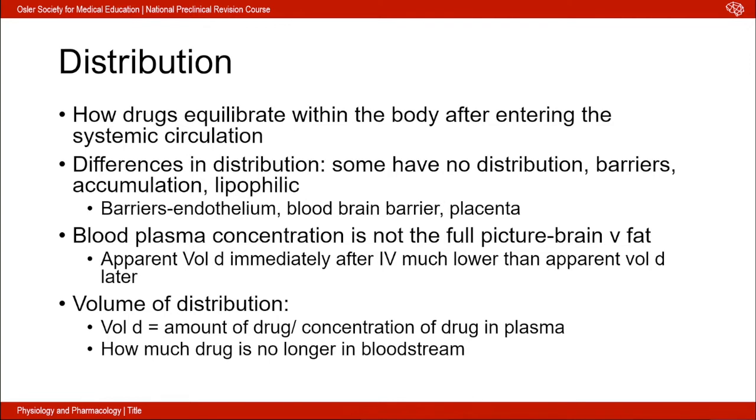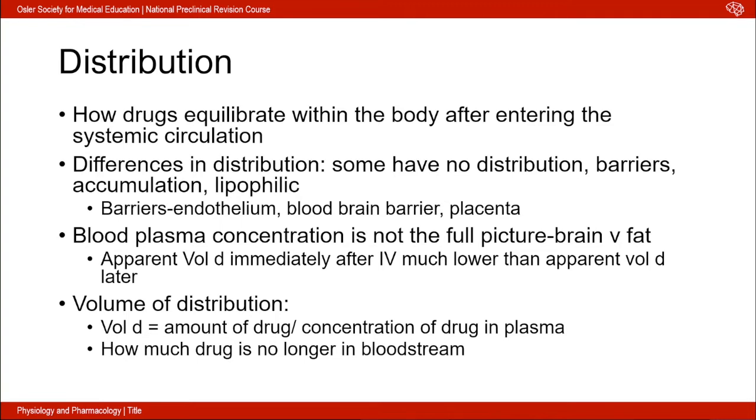And then the next thing to consider is the fact that the blood plasma concentration of a drug is not always the full picture. So drugs distribute differently in certain tissues like the brain versus the fat, for example, which also means that the volume of distribution, which we will consider next, immediately after you give a drug through the IV method, might be much lower than the apparent volume of distribution.